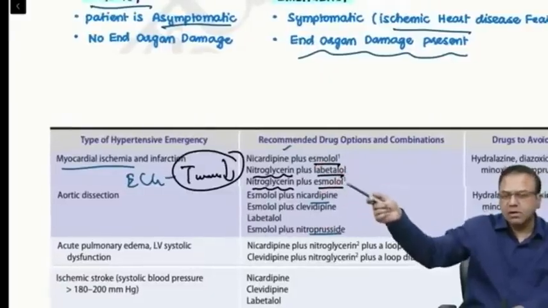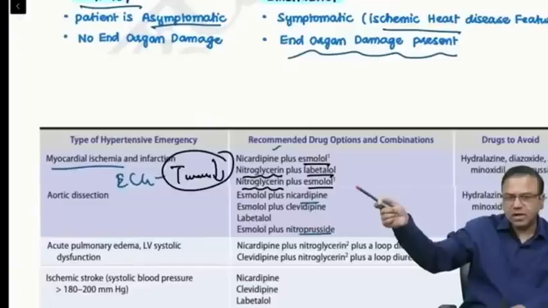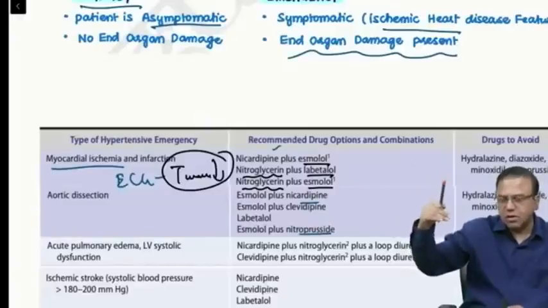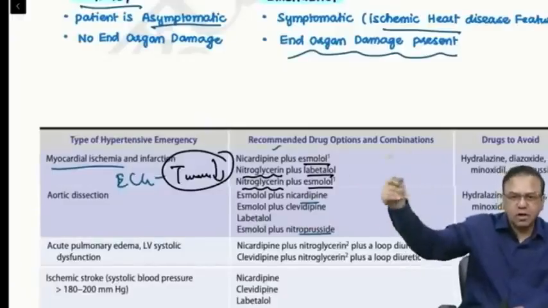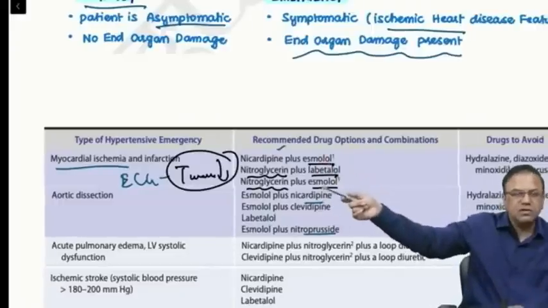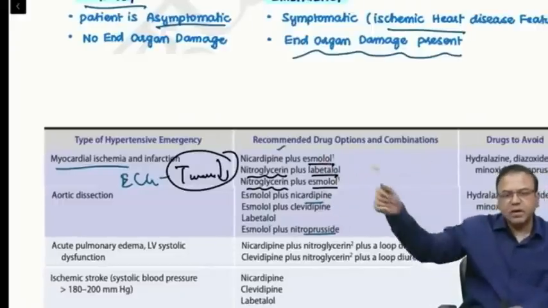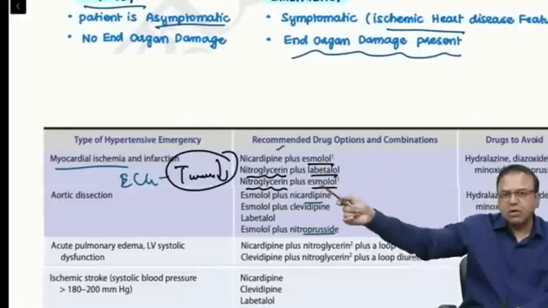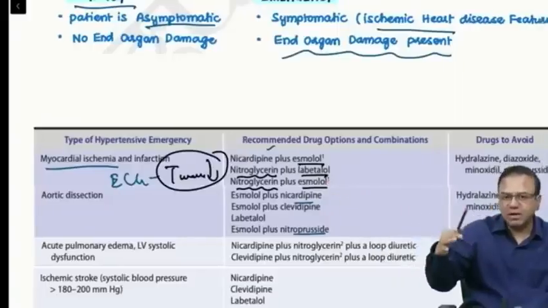Remember, the table is from CMDT that I'm showing, not Harrison. Harrison has the advantage of showing the most important treatment first. It will put the best treatment on top. CMDT doesn't follow all that, it just lists it. So anyway, nitroglycerin plus beta blocker is considered the best treatment when you have myocardial ischemia.